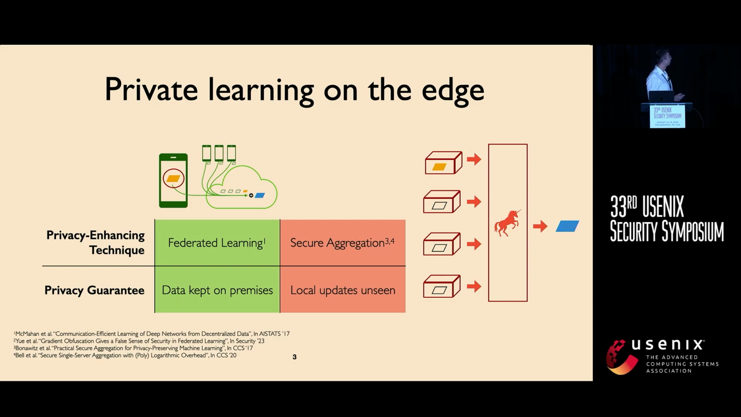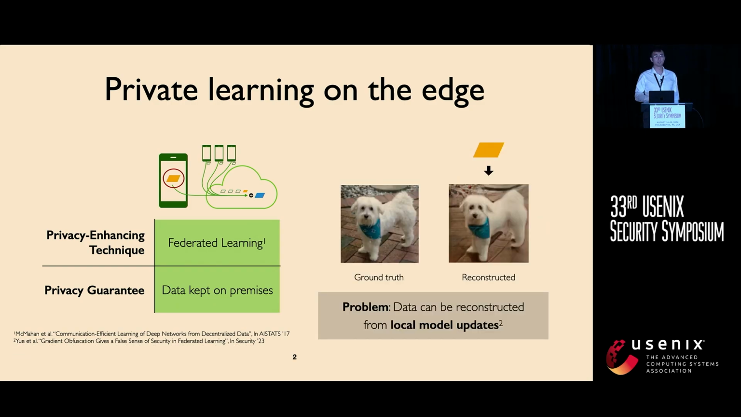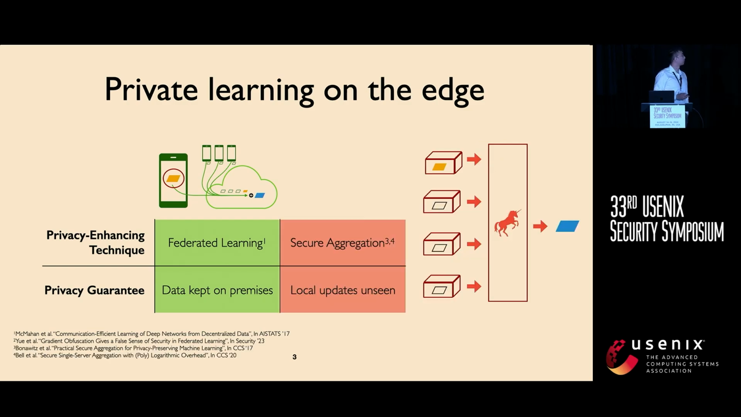As we all know, FL is a powerful technique that allows the data to be kept on-site. However, only keeping data on-site isn't sufficient. As previous presenters mentioned, with the local model update, the server can already reconstruct the training images used by participants in high fidelity. That is why we need secure aggregation, where the server is still able to compute a global model update, which is the sum of the local updates, but now can't see each individual local update.